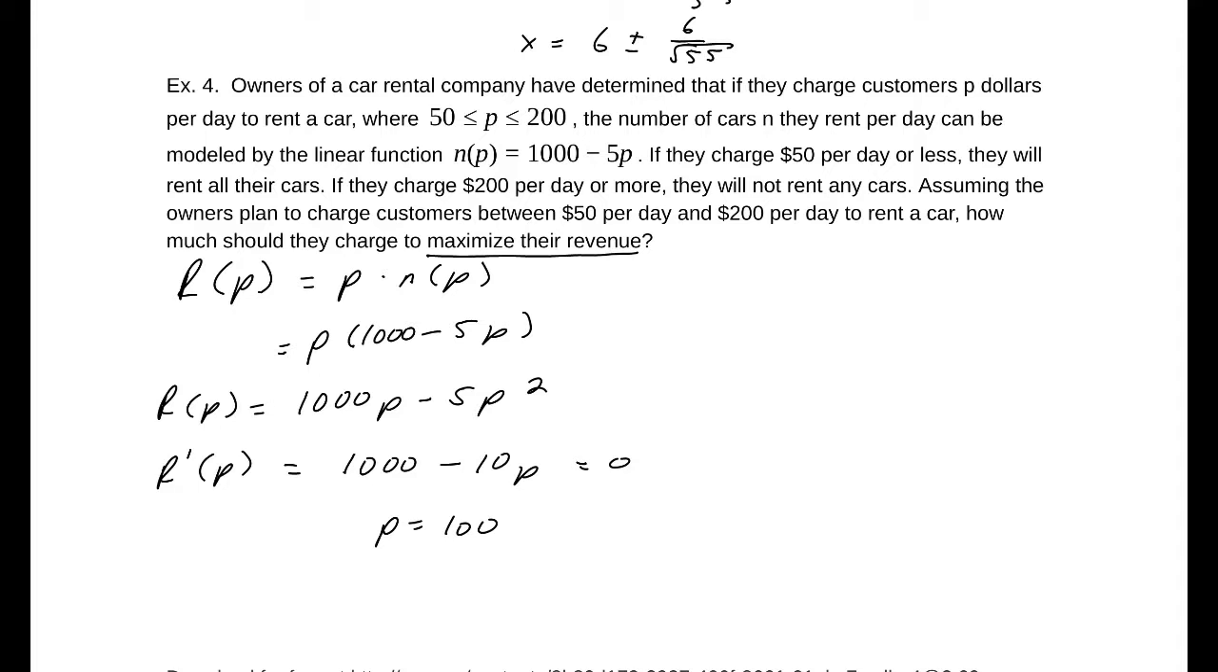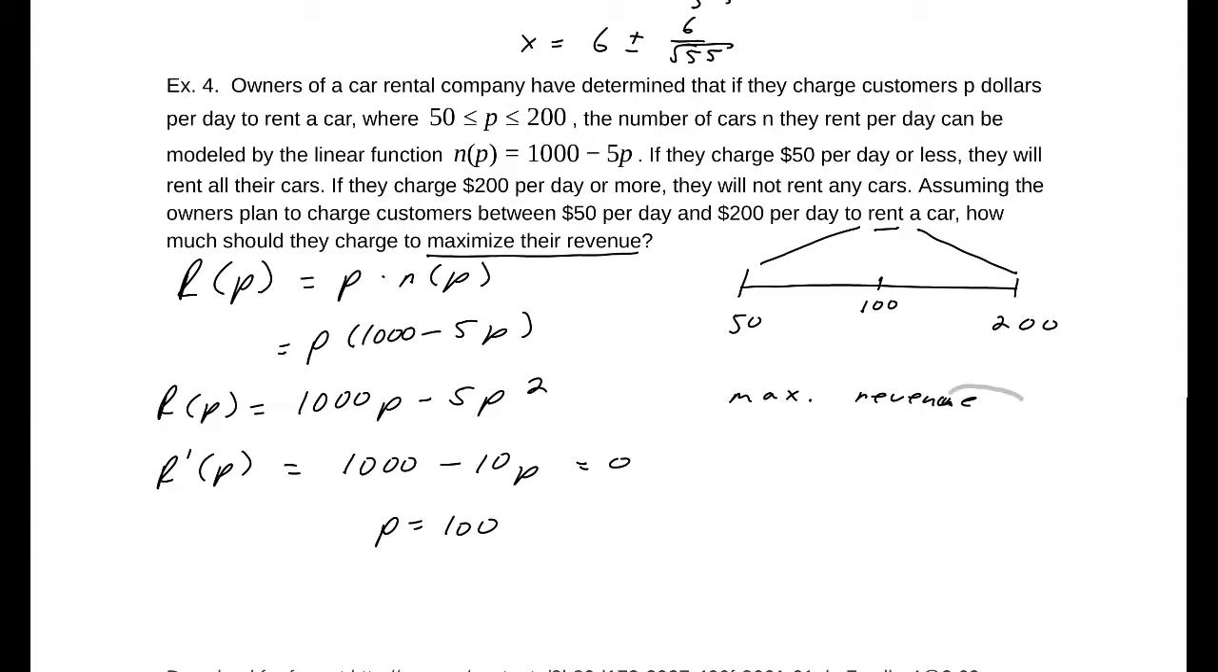Okay, now let's do a sign diagram, and actually we're restricted on our domain, 50 to 200. We have this value at 100. Now it is increasing between here, 0, and decreasing. So we must have a maximum revenue at a price of $100.